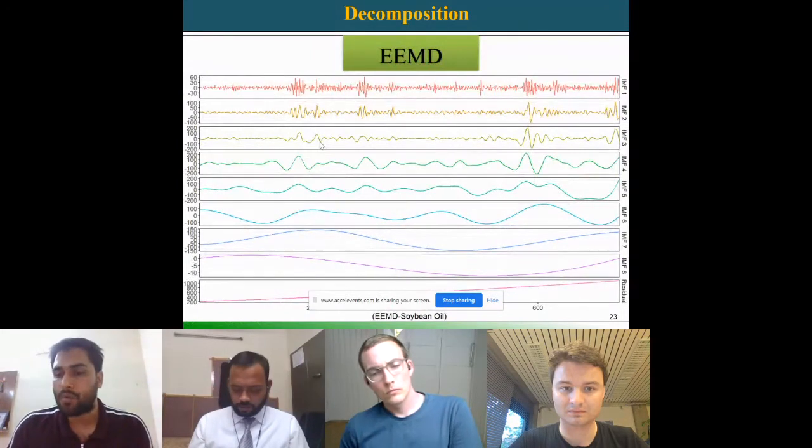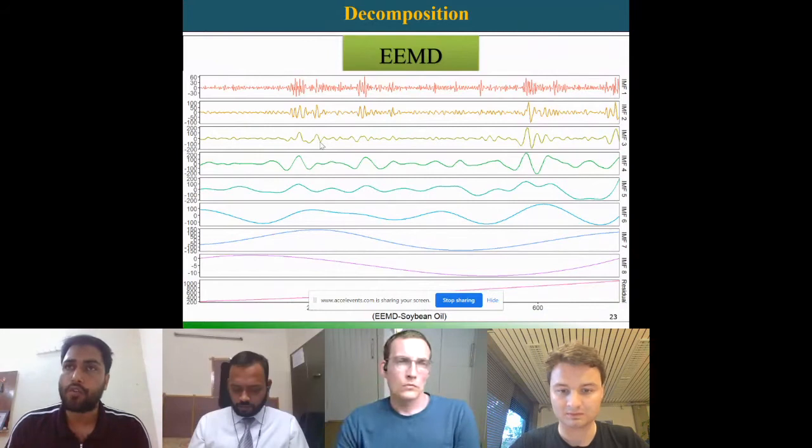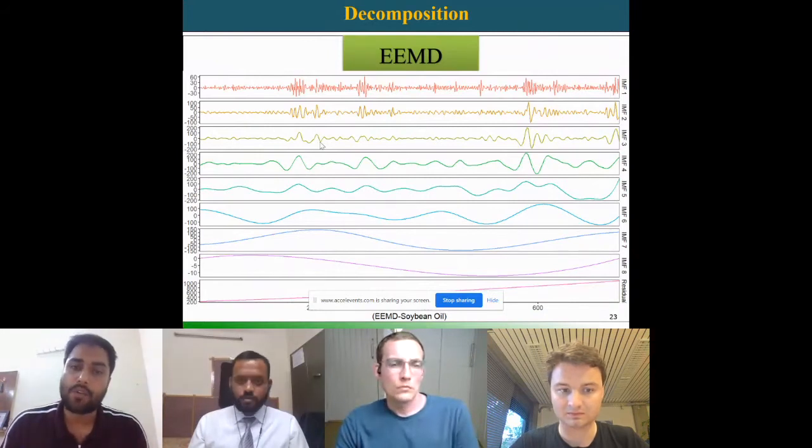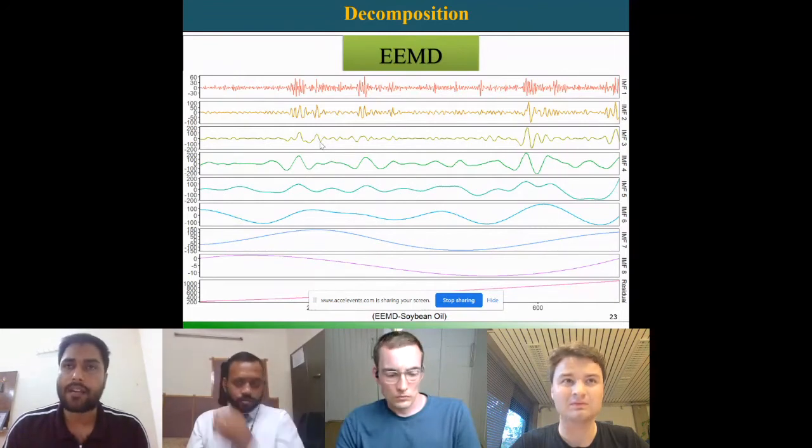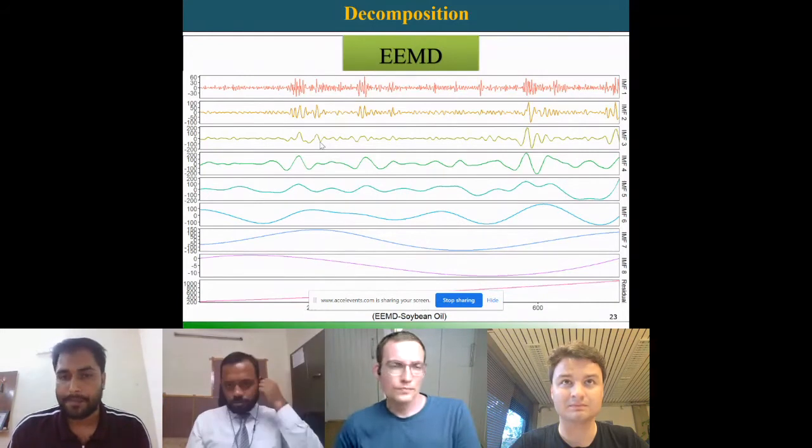Actually, the total number of IMFs and residual is nothing but the log of T, where T is the total number of observations. Here I have taken 744 observations, so it nearly shows 8.7. So I have taken 9 IMFs in total.